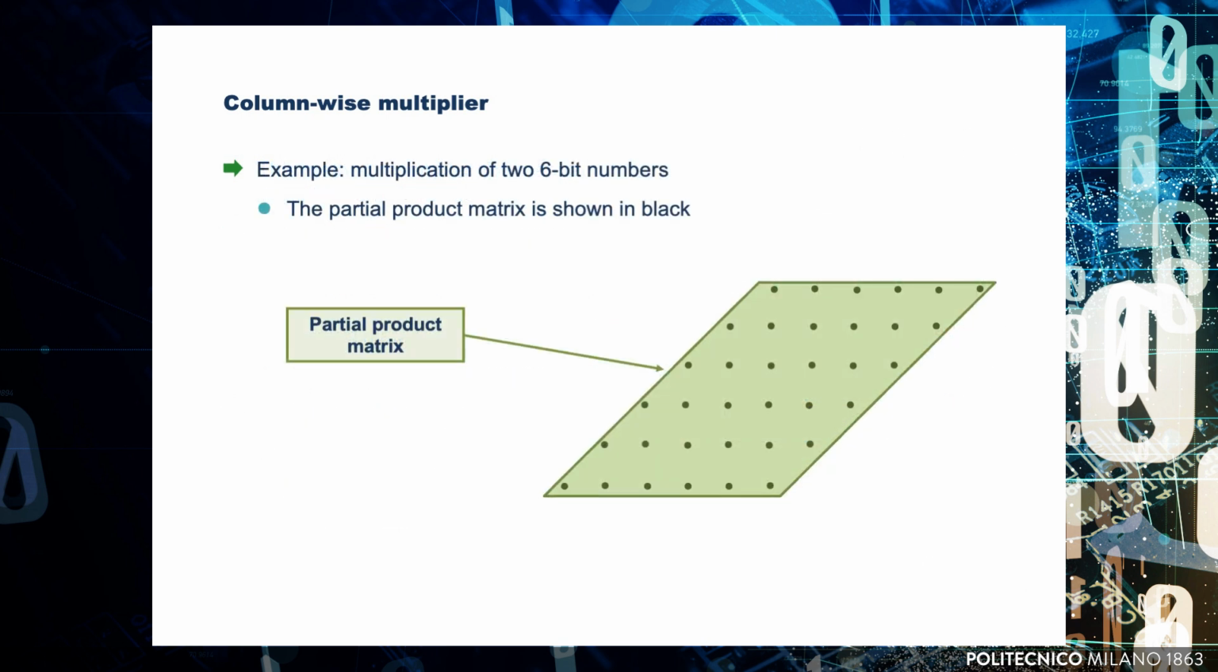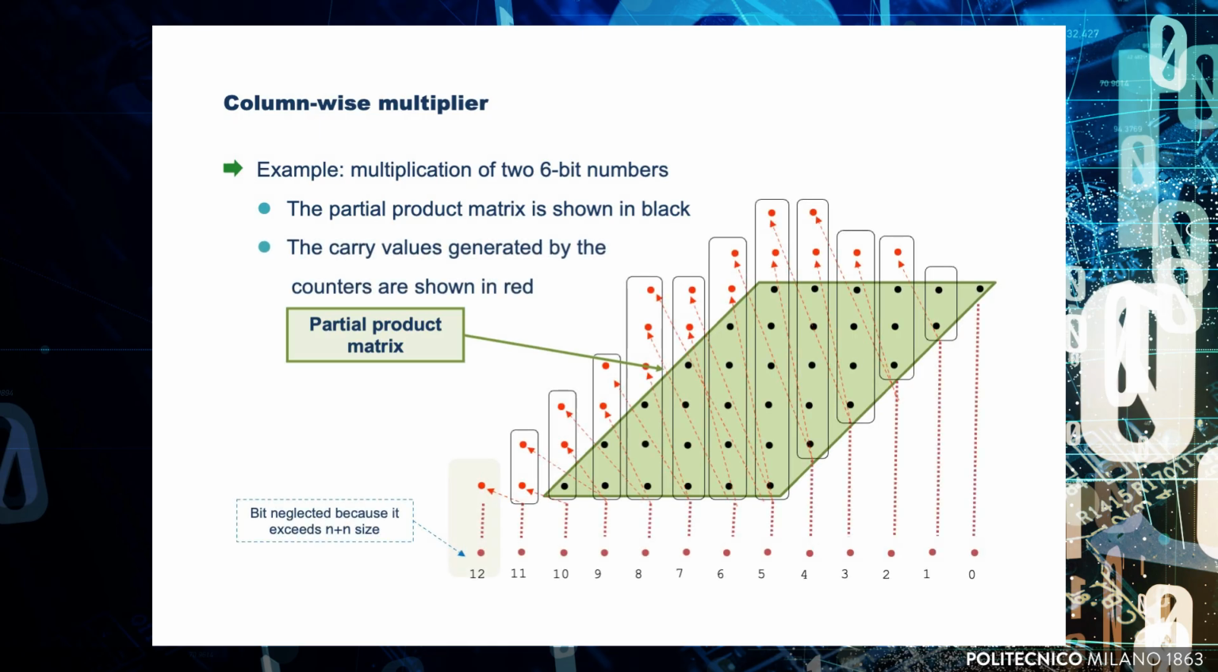Let us look at the example of a 6-bit column-wise multiplier, starting by building the matrix of partial products. Each black dot represents one of the partial products in the matrix. We now build, on top of the partial product matrix, the column-wise multiplier, showing the counters as rectangles. We can observe that the size of the counters extends beyond the pure matrix of partial products, because each column must also take into account the carries arriving from the previous columns.